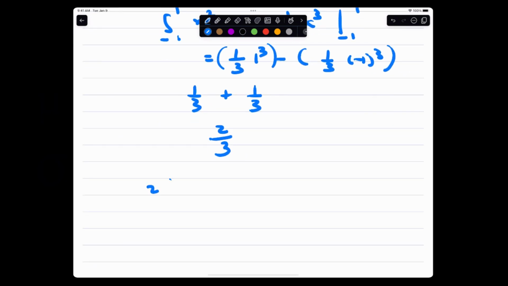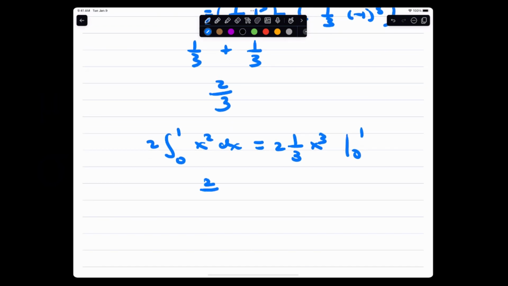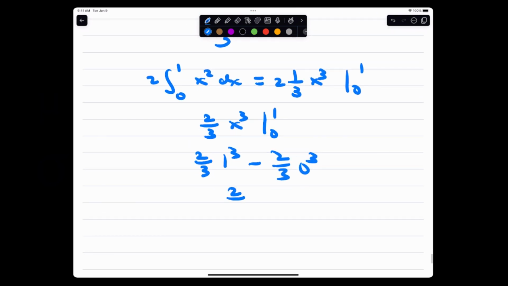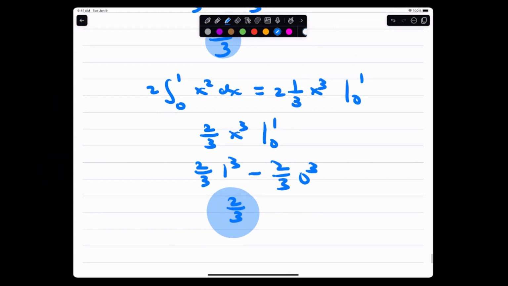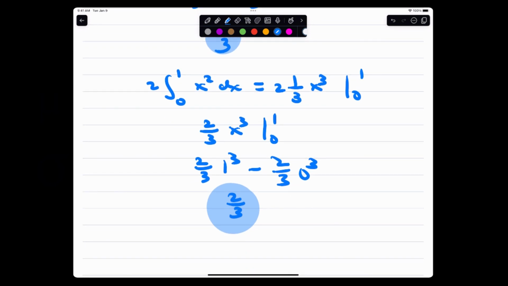You could have just said, let's integrate from 0 to 1. You're going to get 2 times 1/3 x cubed, evaluated from 0 to 1, which is 2/3 x cubed from 0 to 1. That's 2/3 times 1 cubed minus 2/3 times 0 cubed. The answer is what? 2/3. So here's my point to you: this is a lot easier to integrate. You say, why is it a lot easier?